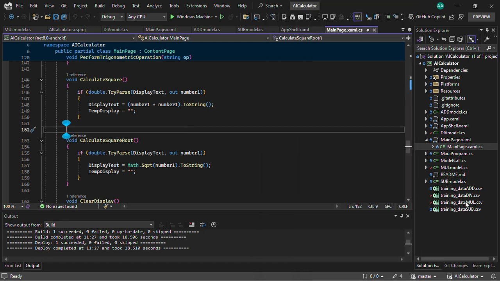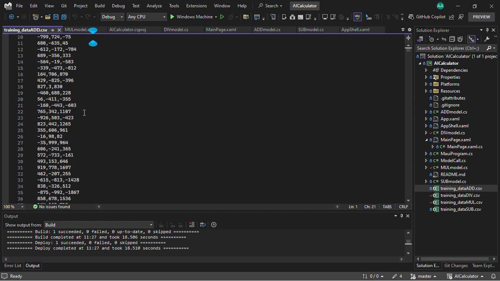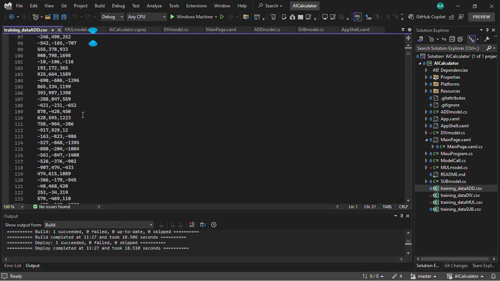Let's open the training data for addition. This is the training data for addition. You can see value 1, value 2, and the results for addition. Normally if you add this plus this, you get this. So value 1 and value 2 are the features, while results is the label, what you're trying to predict in the AI calculator. This is just a regression, a supervised learning under regression.